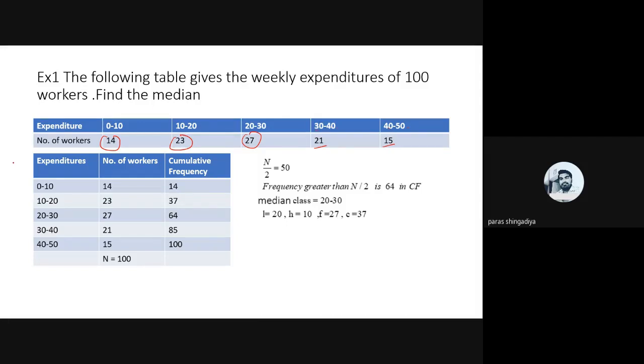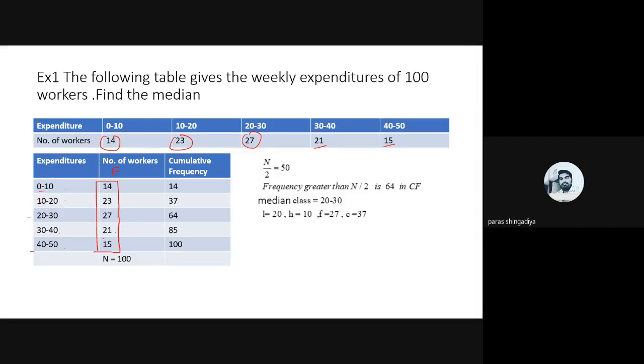So first step, identify the cumulative frequency. Write down the expenditure, meaning the class intervals 0 to 10, 10 to 20, 20 to 30, 30 to 40, and 40 to 50. Write the frequency, the number of workers, as given: 14, 23, 27, 21, and 15. When we check the total, it is already given that there are 100 workers.